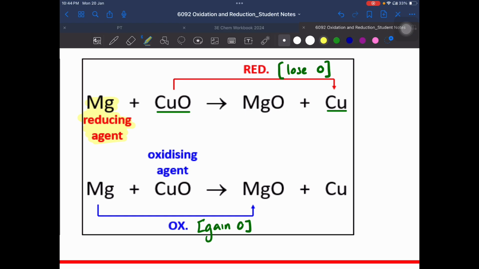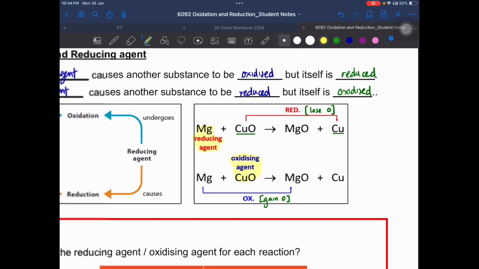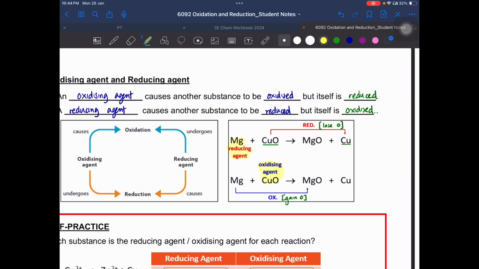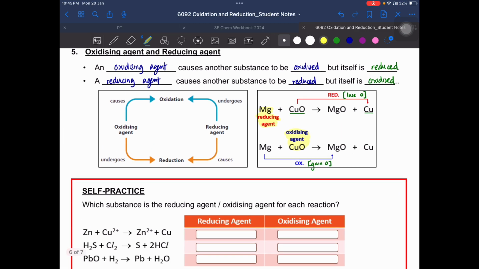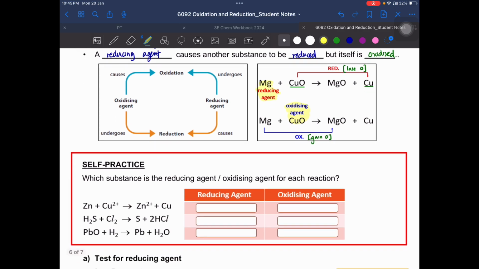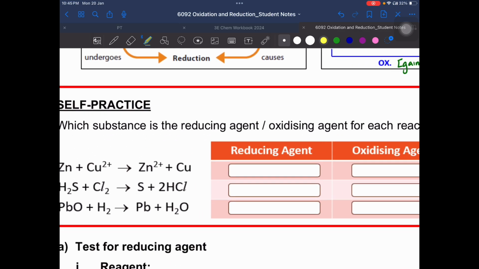So likewise, who causes the magnesium to be oxidized? It must be the other chemical, and therefore we say that CuO is the oxidizing agent. So basically, it just requires you to look at it from the angle of the other chemical to see whether it is acting as an oxidizing agent or reducing agent.